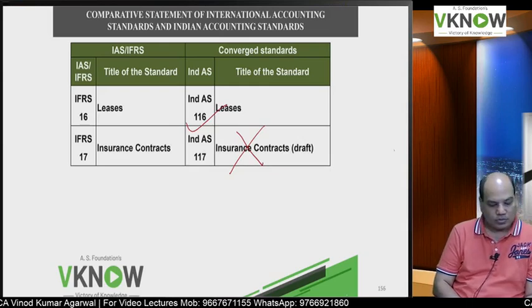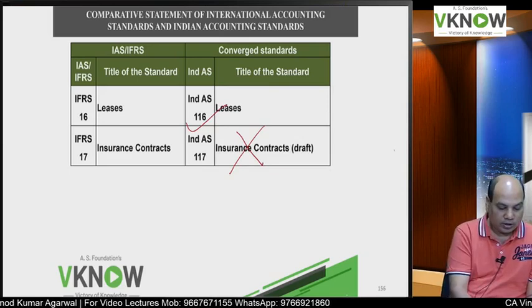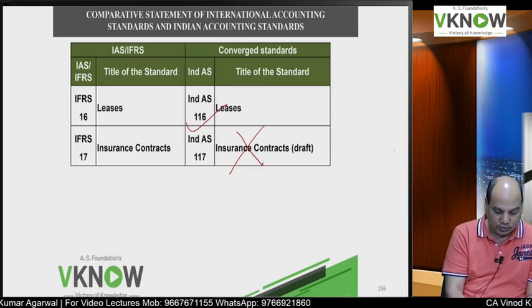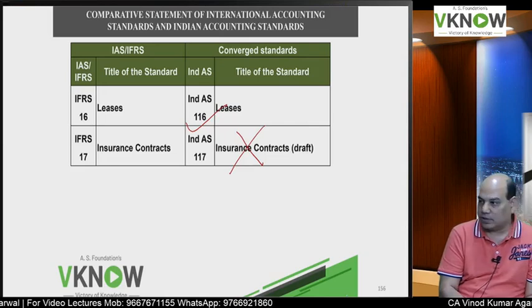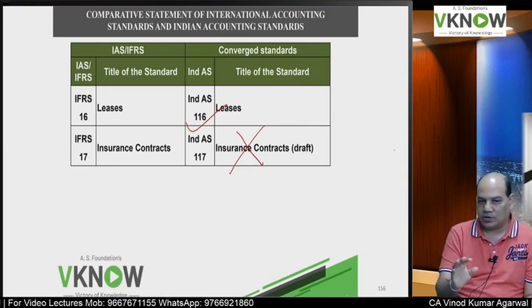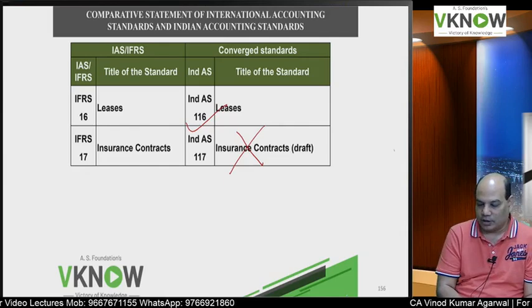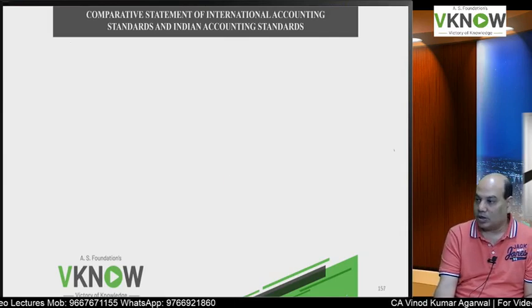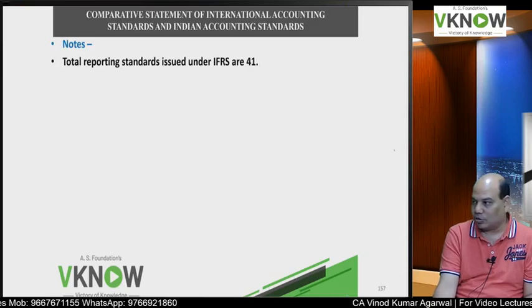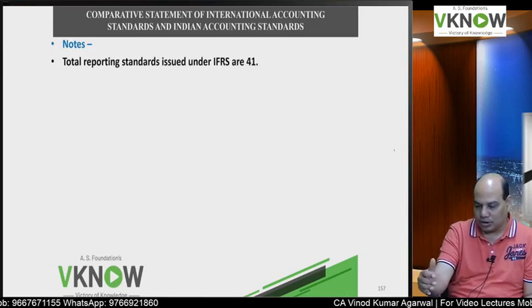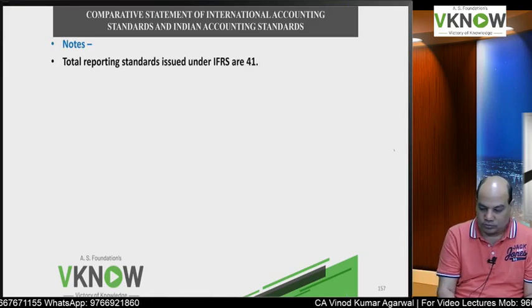Okay. So except which standard? 29, 114, 117. 117 is in any case a draft, it's not finalized. The remaining are applicable in your syllabus, and that will be my agenda from tomorrow onwards. First I'll take Schedule 3 and then the other standards.